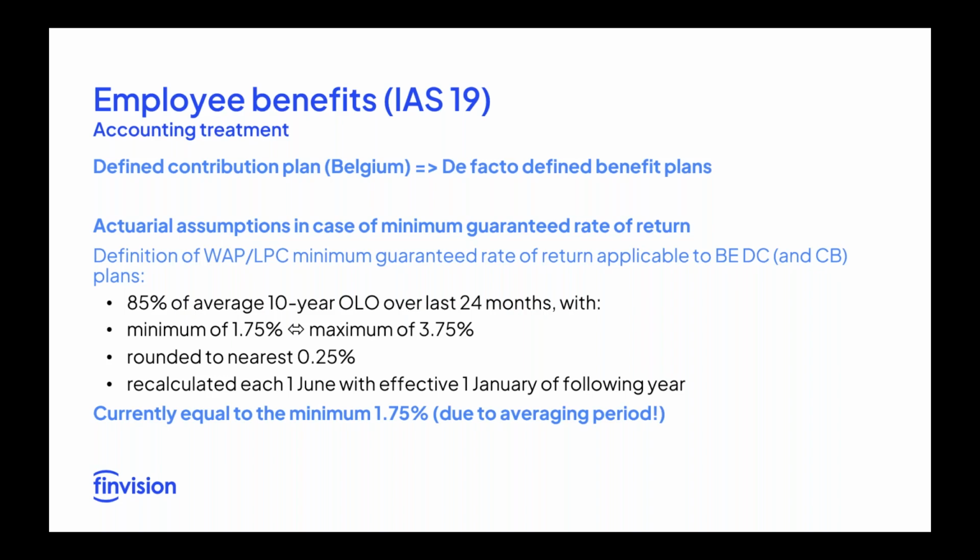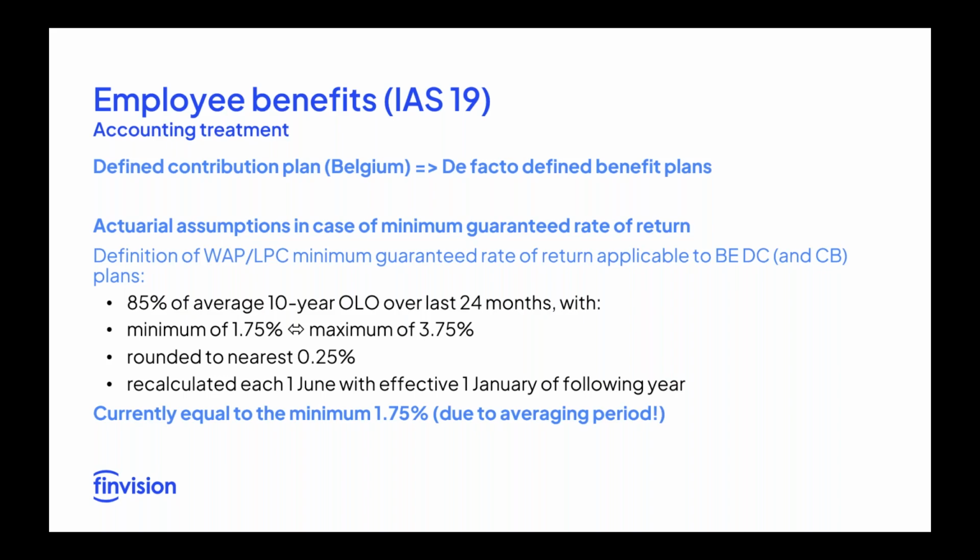But every year there is a calculation made at the 1st of June. And depending on that outcome, the minimum of 1.75, which is currently in place, could change. And it will become effective then as from 1st of January of the following year. Given the average, the increase is slowed down a bit, but also the decrease if the discount rate would change over time.